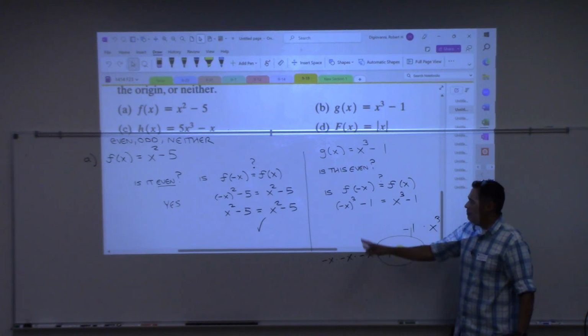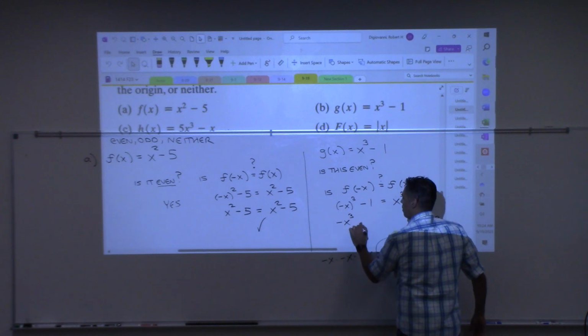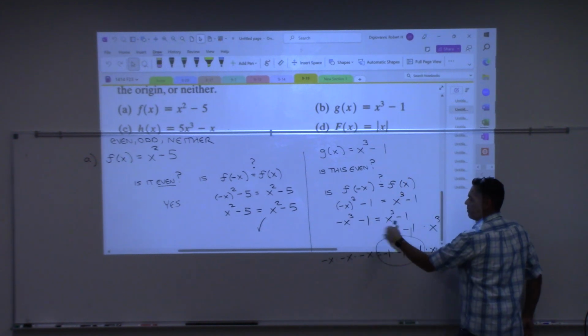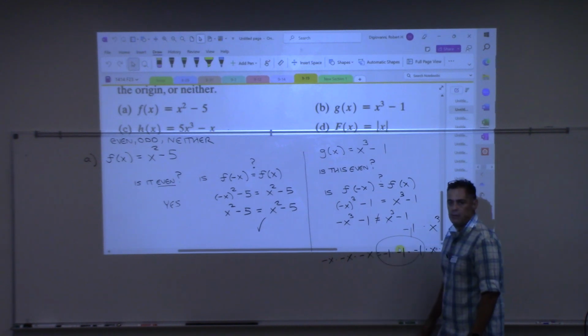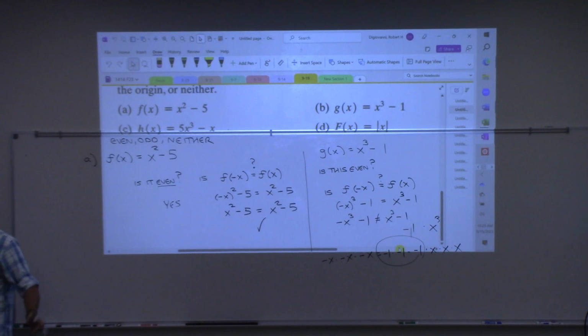In other words, I can get rid of the parentheses around this and just turn it into negative x cubed minus 1. Does that equal this? Are those the same? No, those aren't the same. Is it even? No, so it's not even. That does not force it to be odd. You now have to check to see if it's odd. All right?